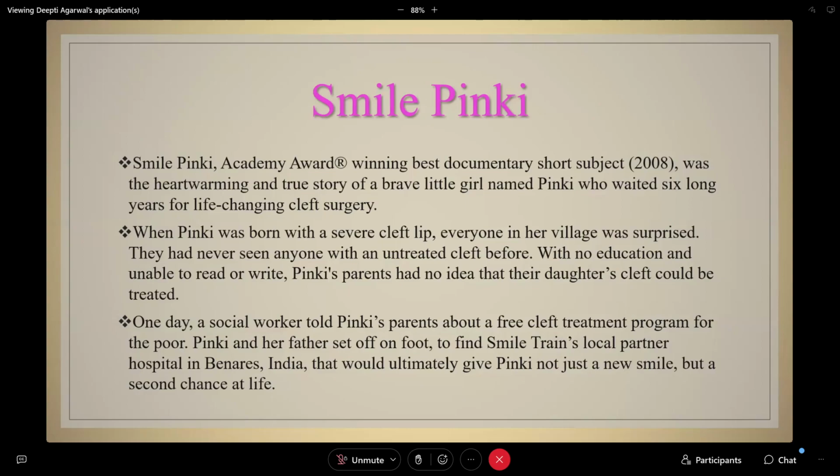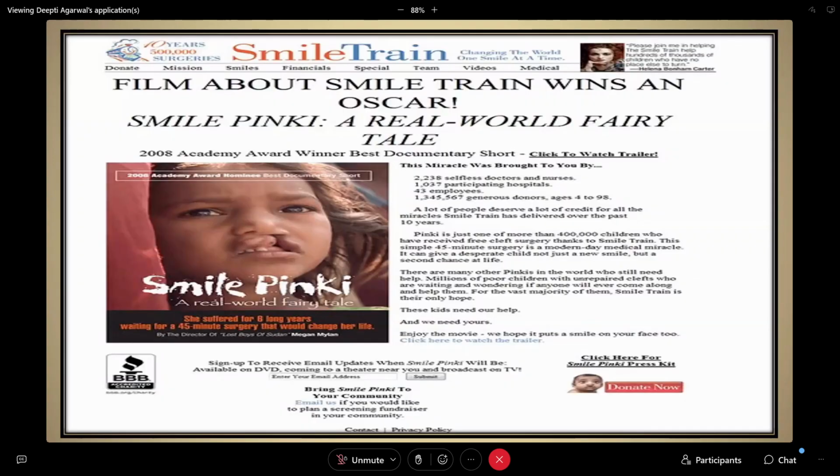She was born in a village, and the parents, or even the whole village, had no idea that this can be treated. One day, a social worker visited their village and told Pinky's parents about the free cleft treatment program for the poor. Then they went to find the Smile Train's local partner in Banaras, and there also, they had a waiting time of 6 years. But then it gave her not only a new smile, but a second chance at life. This is the flyer of Smile Pinky. You can still find it on YouTube.